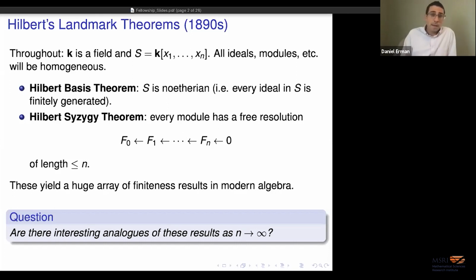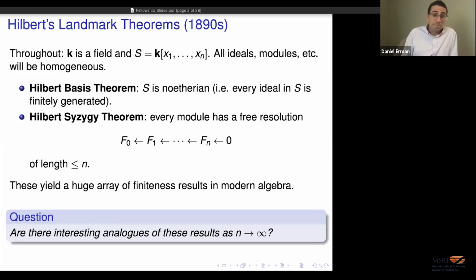Okay. So I'll get started by talking about Hilbert's results. So let's go way back. K will be a field throughout. S will be a polynomial ring in n variables. And I don't want to repeat this, so ideals and modules and so on will be homogeneous throughout. So the variables all have degree 1. When I talk about an ideal, I'll always mean a homogeneous ideal, and modules will mean homogeneous, graded modules, things like this. I just don't want to constantly be repeating it.